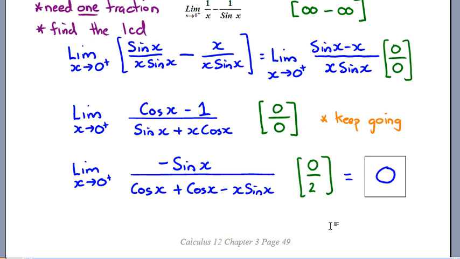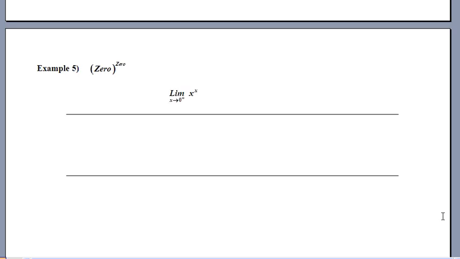So if it's infinity minus an infinity, we want to get one fraction and get a common denominator to get there. Now, the next two are definitely tougher. Like hands down, they're not as easy, but they are doable.